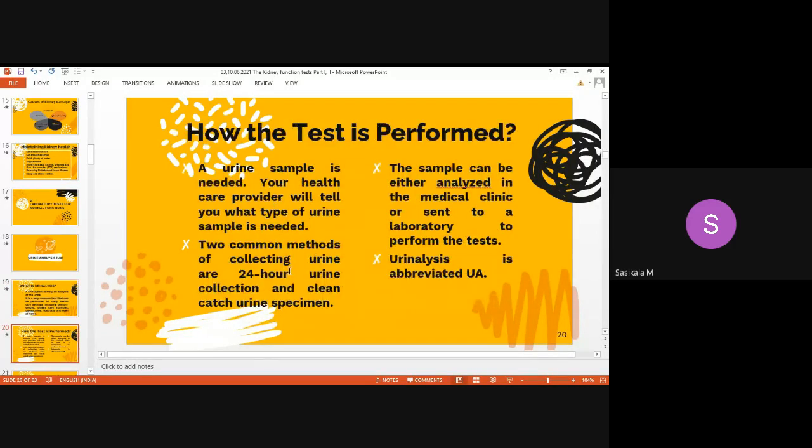Then, how the test is performed. A urine sample is needed. Your healthcare provider will tell you what type of urine sample is needed. We have already discussed the types of urine samples, right? What are the kinds of urine samples we have seen? We saw them in the introduction class itself, right?